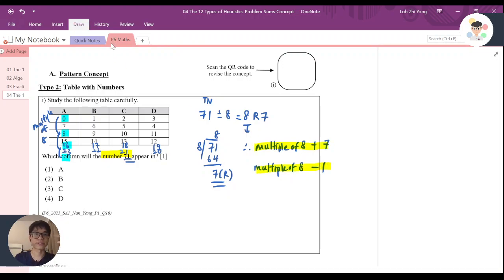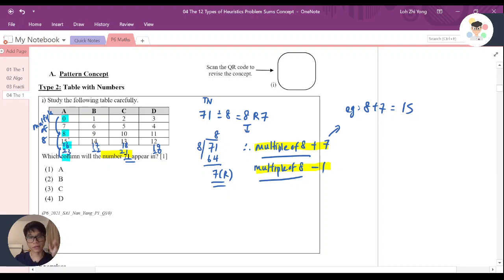Now let me explain here. Multiples of 8. I can use another example. I can say that 8 is a multiple of 8, right? So 8 plus 7 is equal to 15. So I just need to simply find where 15 is. 15 is A. That's why I can say the answer is A.